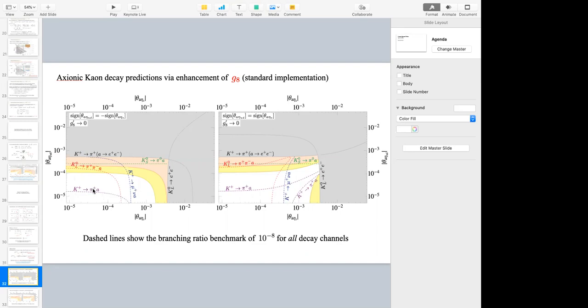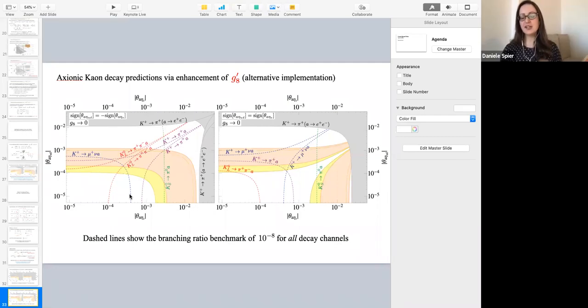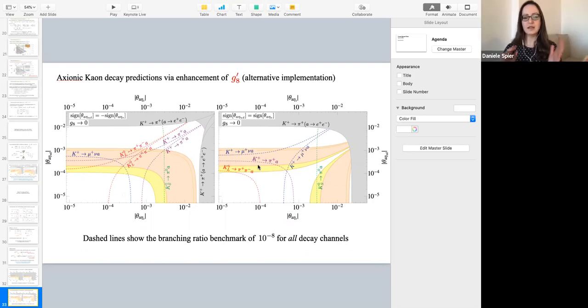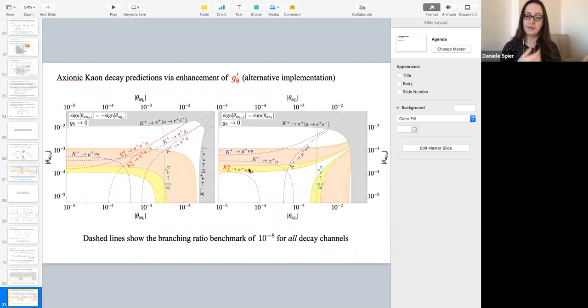Okay, I think I get it. But so these dashed lines. Yes, these dashed lines, these are not experimental projections, just to be clear. These dashed lines are the points in parameter space where you get a benchmark prediction of 10 to the minus 8 for these particular channels. I see. Okay. And just not to make this plot awfully confusing, I chose 10 to the minus 8 for all of these modes, okay? Because if I choose different benchmarks for different modes, then I think that gets very confusing. That was the best way that I found to illustrate this in the form of a plot. But yeah. Okay, thank you. All right. Okay.